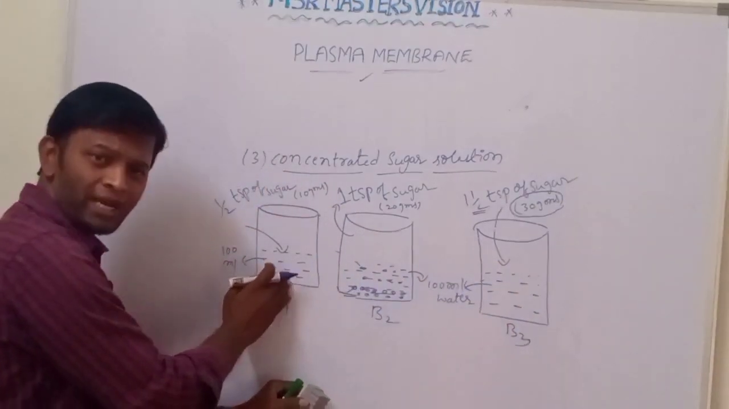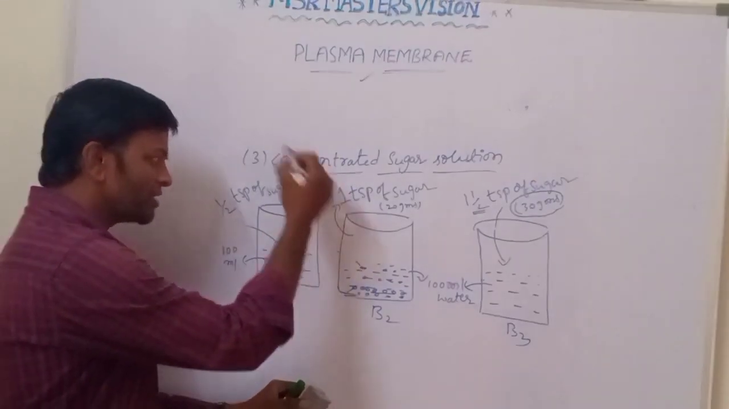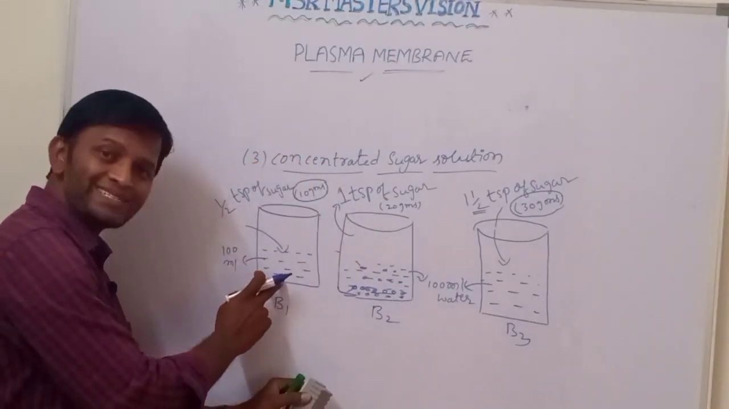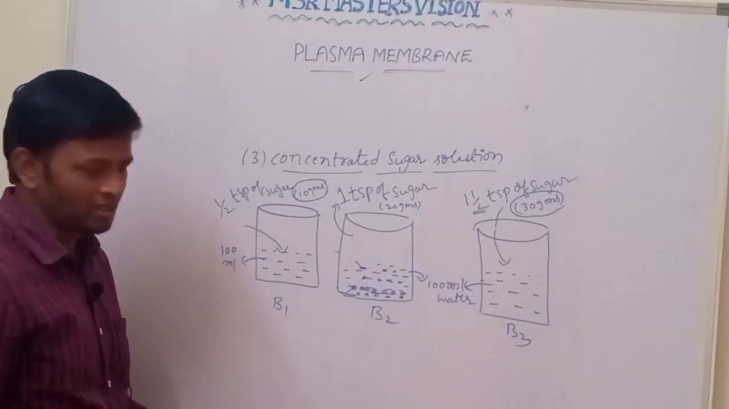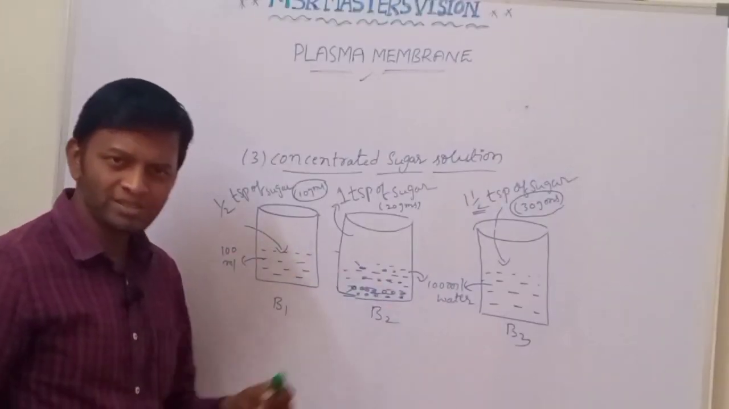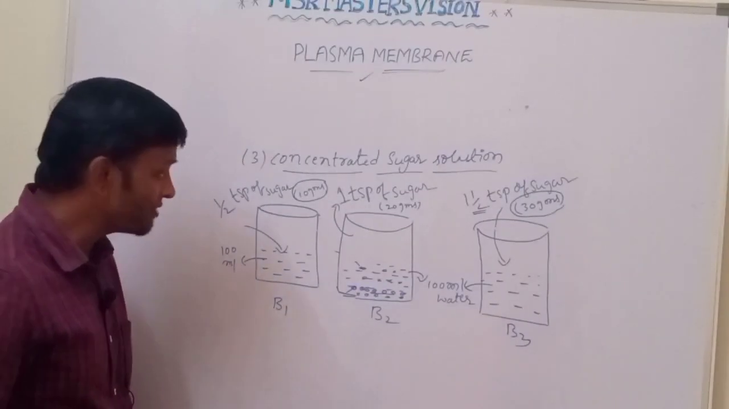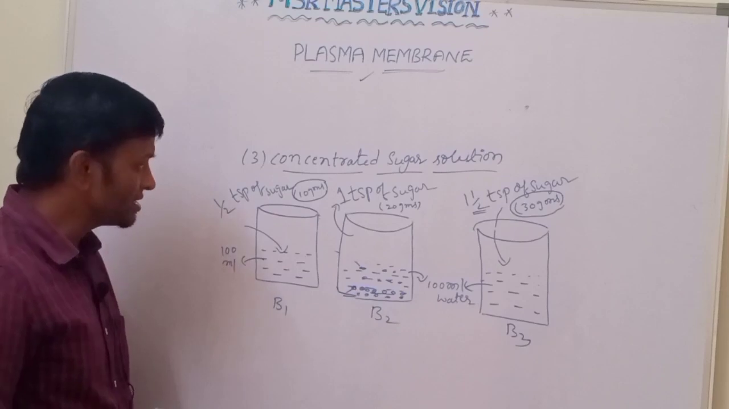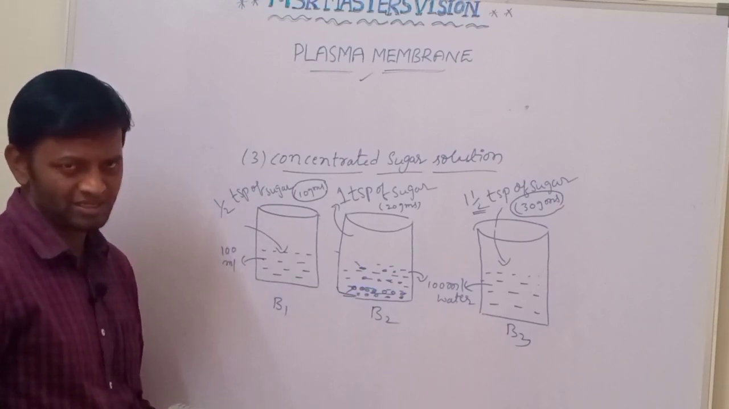If you take beaker 1, how much sugar did we add? Approximately 10 grams. That is why it has less concentration. So if you compare these three beakers, beaker 3 has more concentration, and beaker 1 has less concentration.